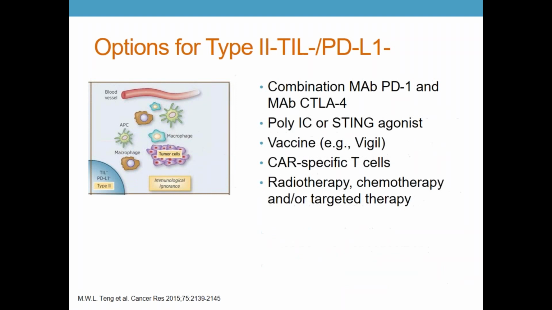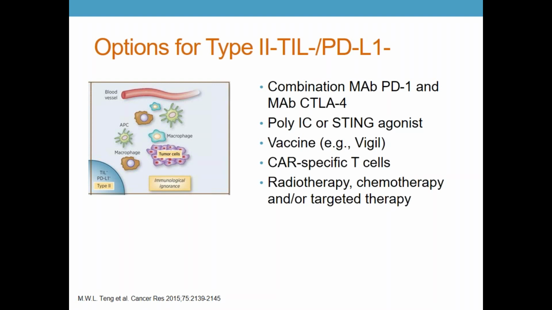For the type 2 situation, this is where we have immune ignorance, where the body's not recognizing anything having to do with the tumor. So this is a situation where there's data now suggesting that if you combine blocking PD-1 and blocking CTLA-4, pembrolizumab, that combination may be effective in a certain proportion of patients with this particular type 2 situation.